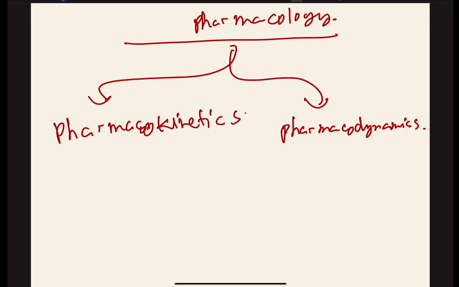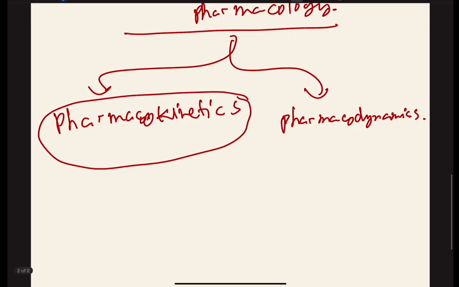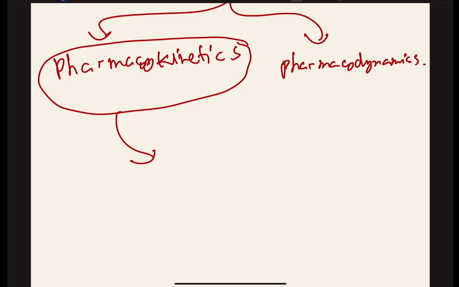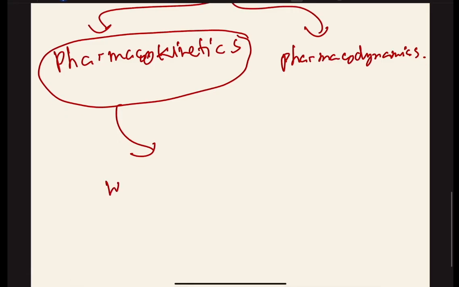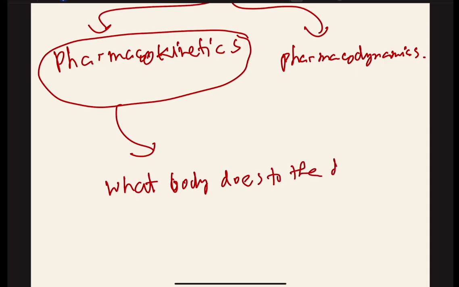So, in this video, I'm going to talk about pharmacokinetics. What is pharmacokinetics? Pharmacokinetics simply means what the body does to the drug. So pharmacokinetics means what the body does to the drug. So what can the body do to the drug?